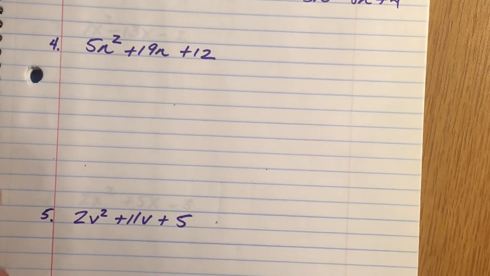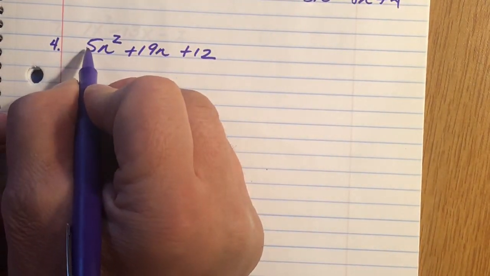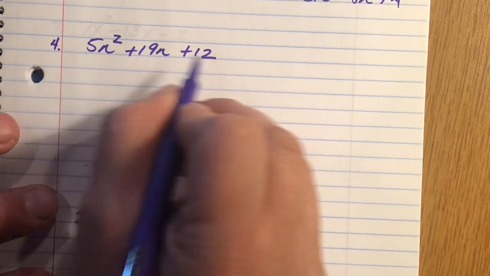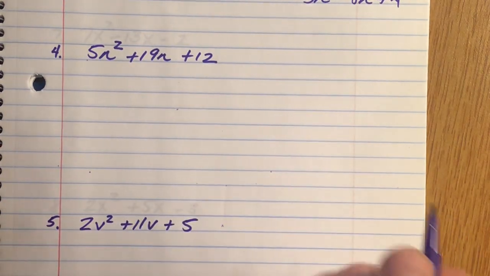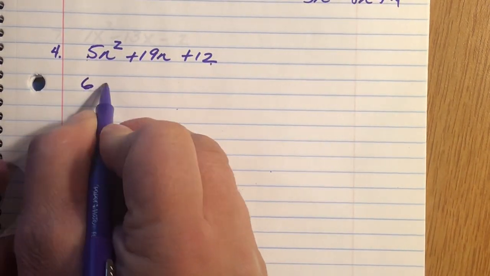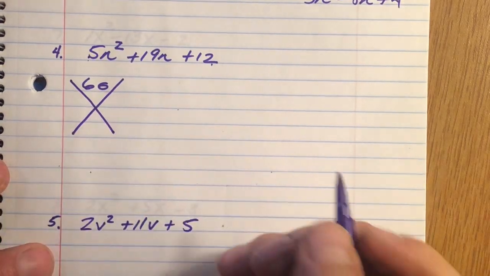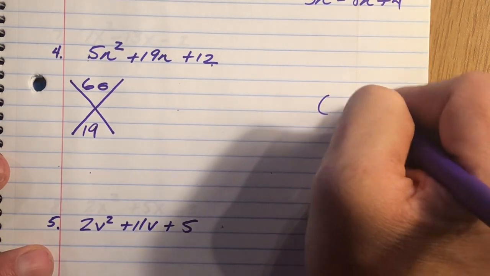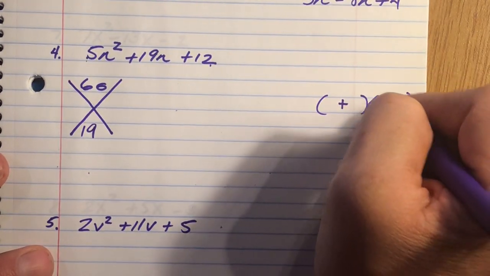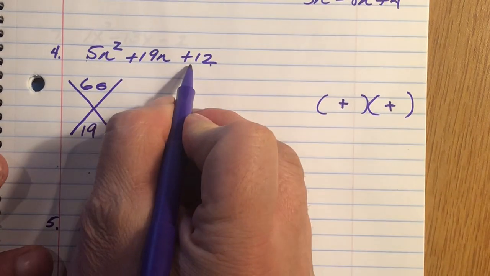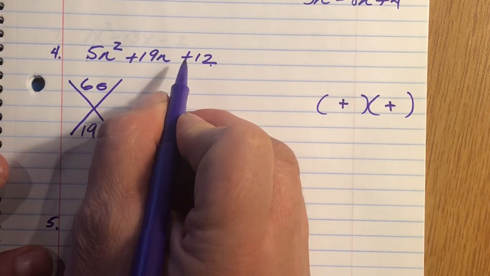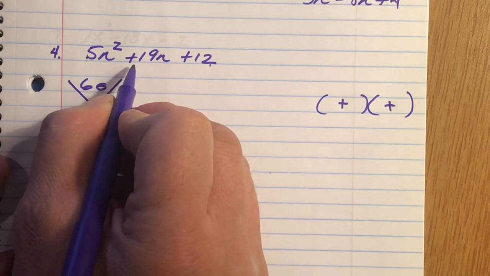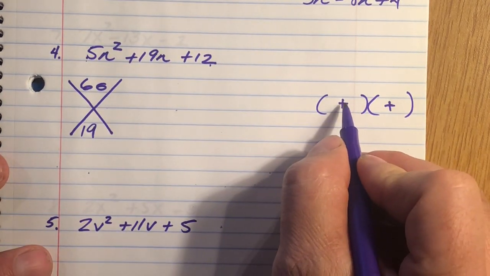All right, look at number 4. The one problem with these ones is when A is bigger than 1, you start getting into some bigger numbers. And you guys know bigger numbers mean more factors. 5 times 12 is 60. They add up to 19. So without doing any work, I know I'm going to have a plus and a plus. How do I know that? Because 12 is positive, and the only way to get a positive number is to multiply a negative times a negative or a positive times a positive, and they have to add up to a positive. So I know that both of my factors are going to be plus and plus.